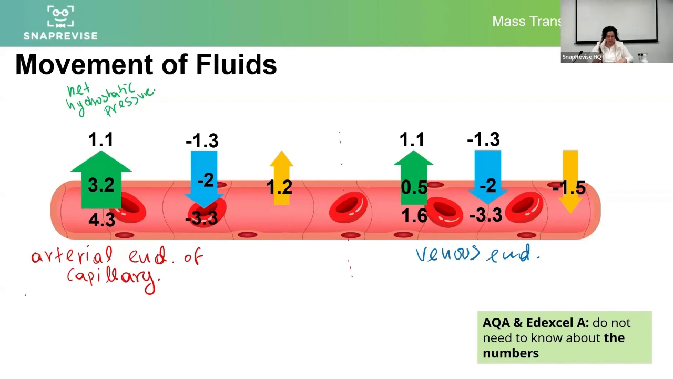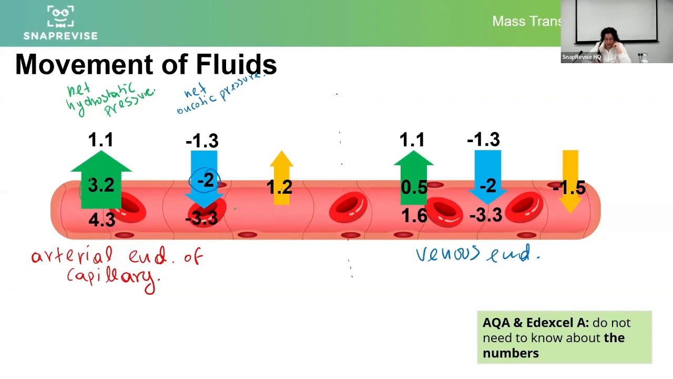So at the arterial end of the capillary, we have a net hydrostatic pressure that is outwards by 3.2. It's forcing blood plasma outwards. What do we have in blue here? It's the net oncotic pressure, or you can say water potential gradient. And what can we see that this pressure is doing? It's -2. It's wanting to force liquid back into the capillary. Why is that? Because some fluid has already leaked out, but some proteins have been left behind.